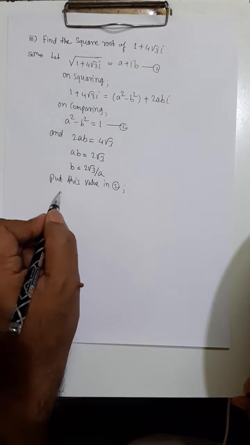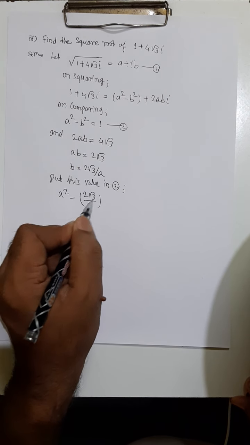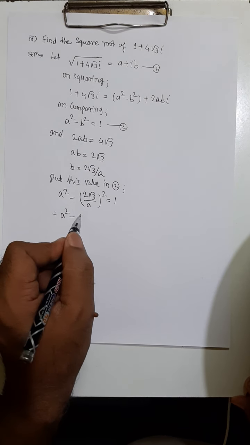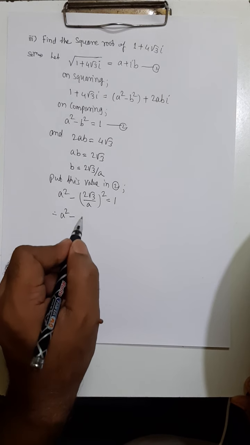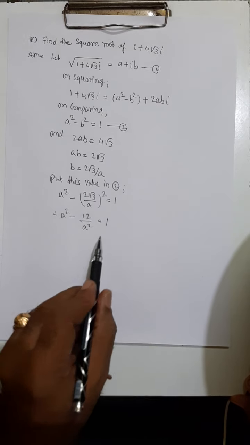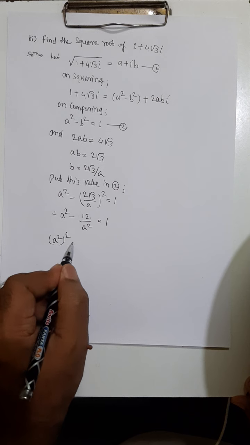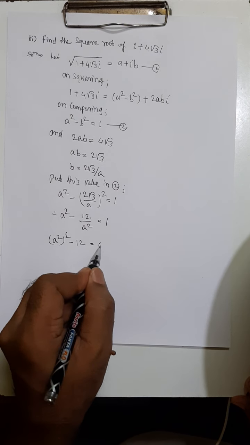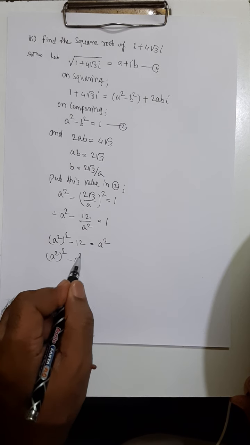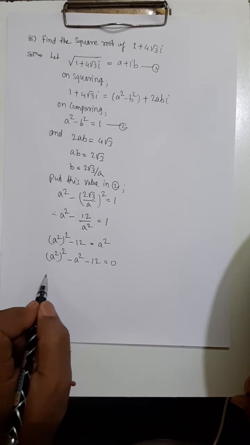equation 2. So equation 2 becomes a square minus b square, where b square means 2 root 3 divided by a, its square, is equal to 1. So a square minus 4 into 3, 12 divided by a square, is equal to 1. Throughout, multiply by a square to this equation, so we get a square its square minus 12 is equal to 1 into a square. So a to the power 4 minus a square minus 12 is equal to 0. This is a quadratic equation in terms of a square.